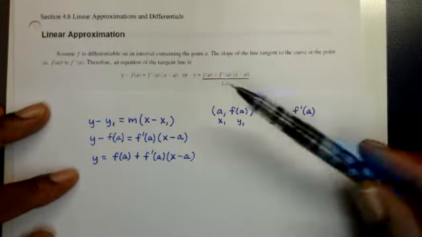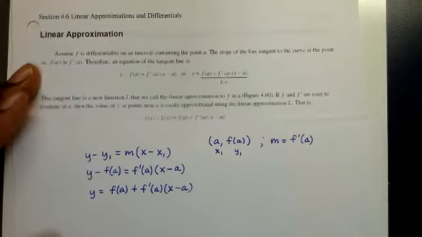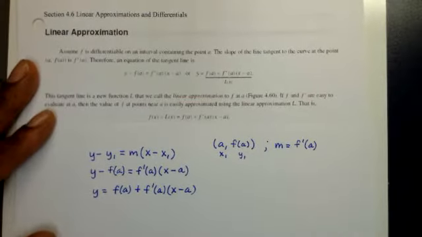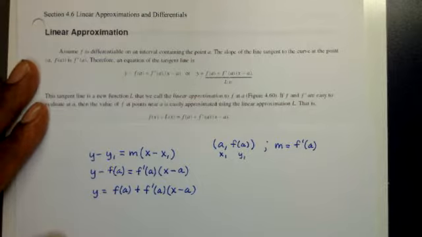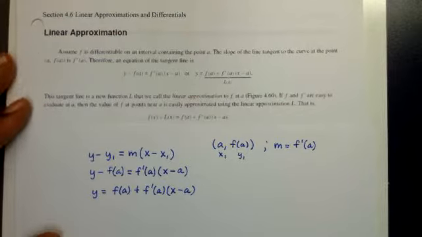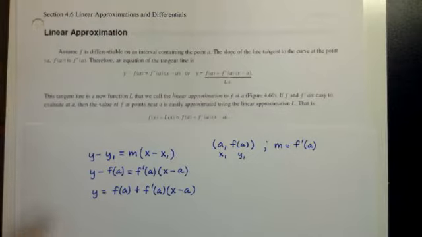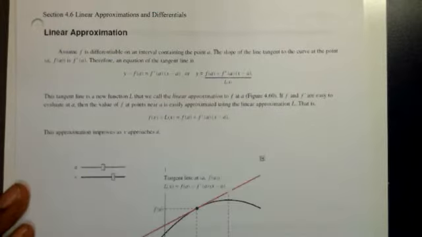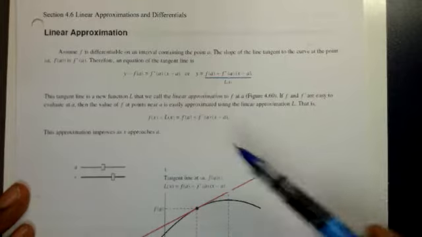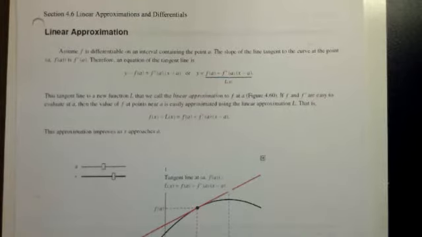Now, that's also going to represent L of x, which is the new function L, called the linear approximation to f at A. If f and f prime are easy to evaluate at A, then the value of f at points near A is easily approximated using that linear approximation. So here, this is the linear approximation formula. F of x is approximately equal to L of x, equaling f of A plus f prime of A times the quantity x minus A.